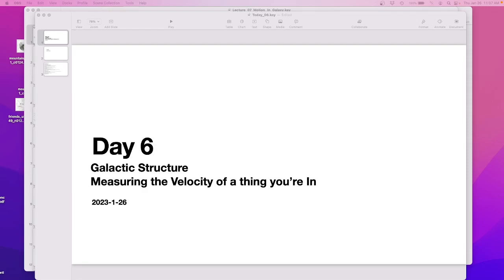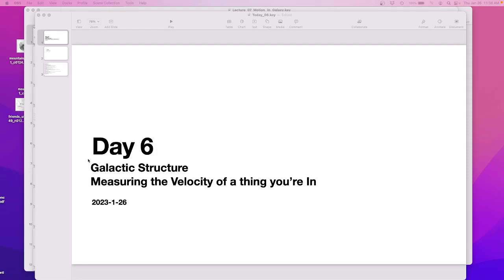Today we're going to continue talking about the structure of our galaxy, and then we'll talk about measuring the velocity of the galaxy that we're in, which is a headache. Velocity of galaxies that we're not in is actually a lot easier to do because we can see them. This one we're in, it's hard to see. It's kind of like watching a movie with your nose literally touching the screen of the TV. You can follow it, but it's really hard to see what's going on.